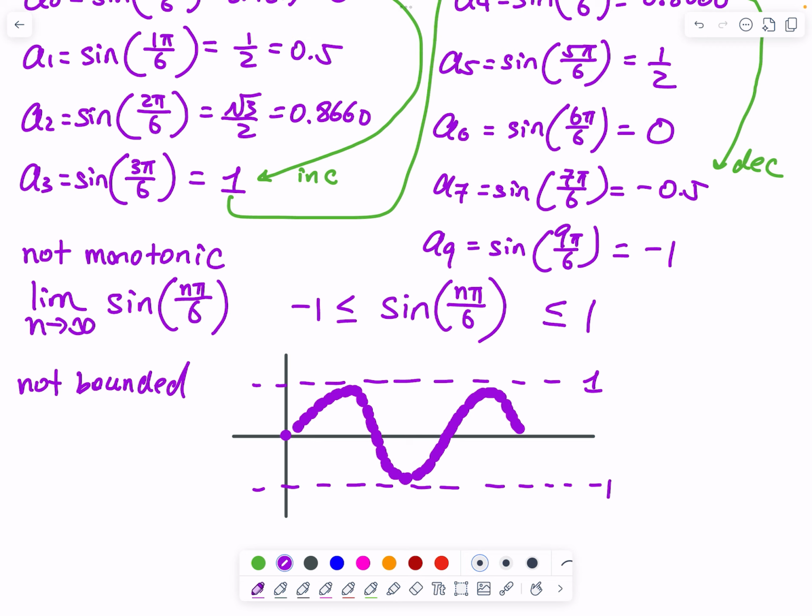You know what? It's between -1 and 1. I will just take this back. I will say this is bounded between -1 and 1. You cannot say not bounded. The 1 is the upper bound and the -1 is the lower bound. So it's bouncing between 1 and -1. So not monotonic, bounded between -1 and 1.